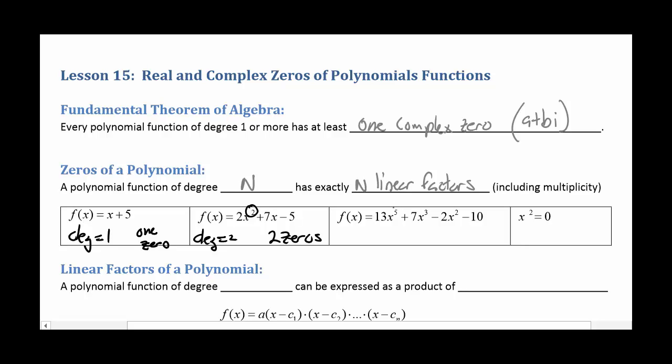And the next one, what's the degree of 13x to the 5th plus 7x cubed minus 2x squared minus 10? Again, look at the highest degree. Since it's a degree 5, that means there should be 5 zeros for our function. And then the very last one, x squared equals 0. Since it's degree 2, that means there should be 2 zeros of some type. And again, they might be repeated, so they might have a multiplicity on there.